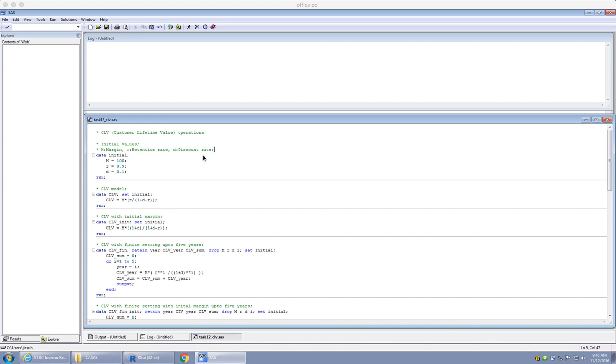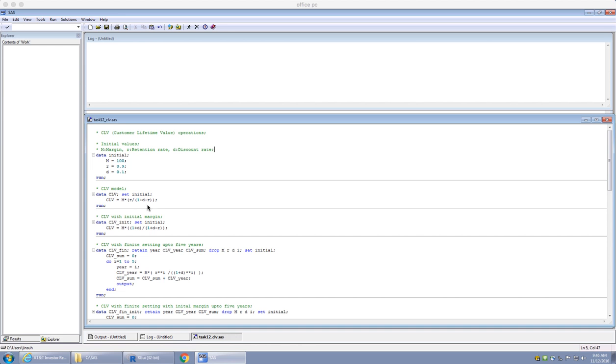Okay, so to get customer lifetime value, you probably have to have the margin, your retention rate, and your discount rate. So I'm just going to give initial values: margin as 100, retention rate as 0.9, and discount rate as 0.1. The first step is to calculate your simple CLV value, that is margin multiplied by retention rate, divided by 1 plus the discount rate minus the retention rate.